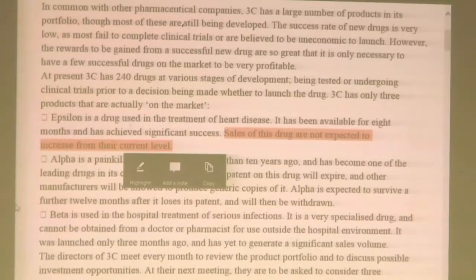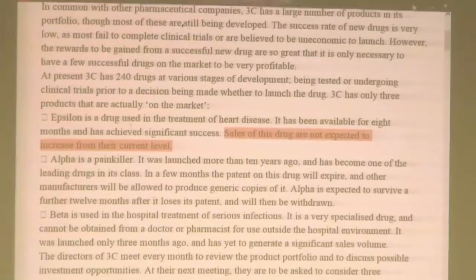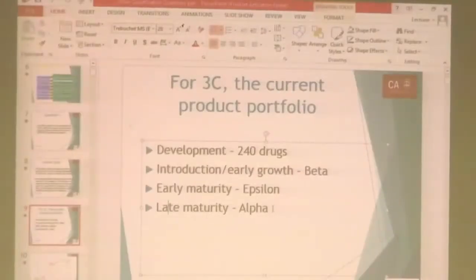That matches. We know that on the PLC graph, after maturity comes decline. So if they say sales of this drug are not expected to increase, that means maturity. Sales will increase up to a particular point and then fall. If the next phase is falling, it has to be maturity. So that is very clear, isn't it? It's very clear that it is early maturity.